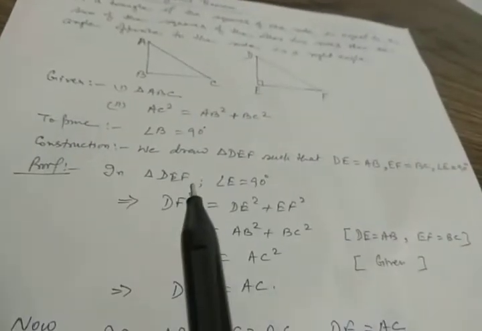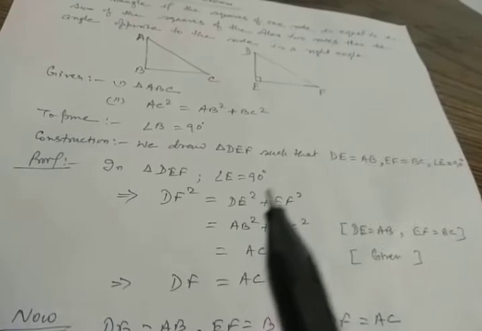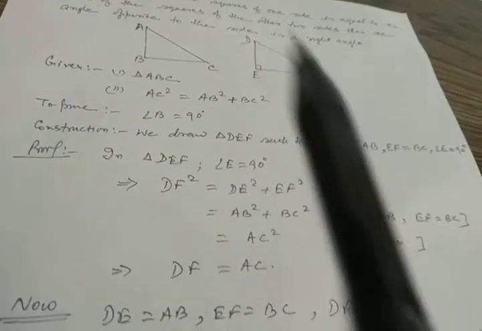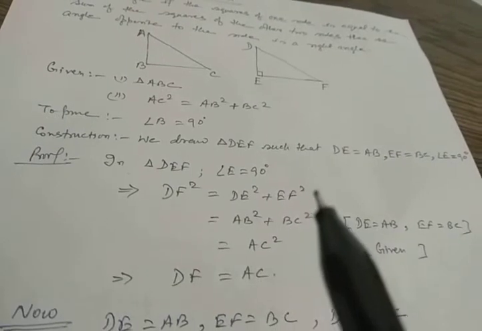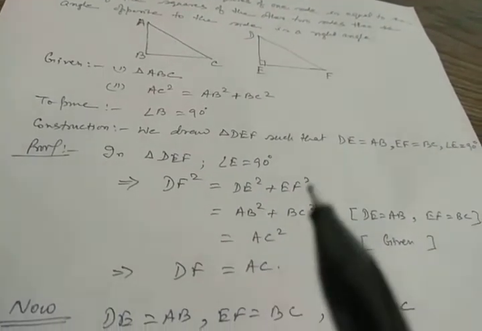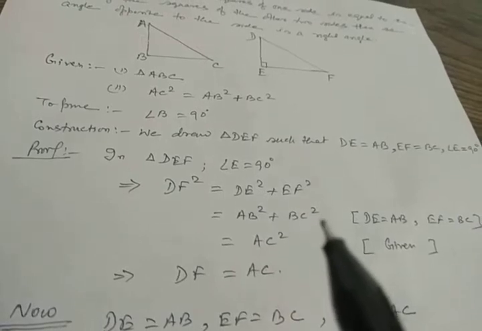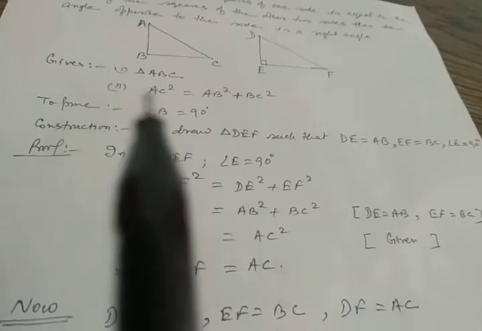Now in DEF, just see the proof. In DEF, angle E is 90. So using Pythagoras result, what will happen? DF square is equal to DE square plus EF square. Okay, but DE is equal to AB, so it is AB square. EF is equal to BC, so it is BC square. Now AB square plus BC square, it is already given, is AC square.